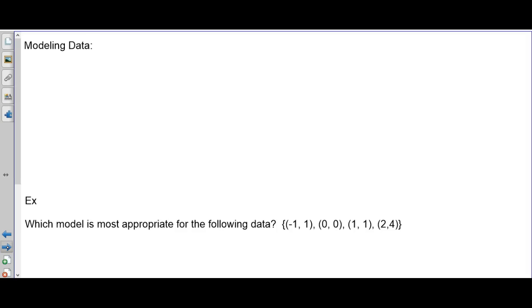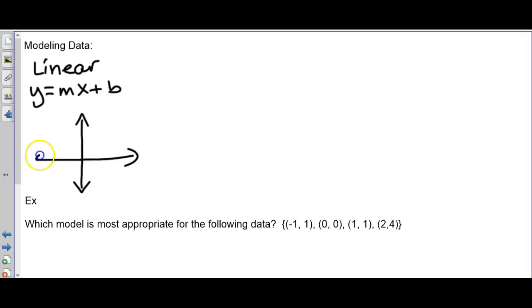So also in this section is modeling data. There are 3 main ways that we're going to learn to model data. These are not the only ways to model data, it's just the three we are learning. They're the three basic ways. Linear is y equals mx plus b, and that is a straight line. It could also have been going from top left to bottom right.